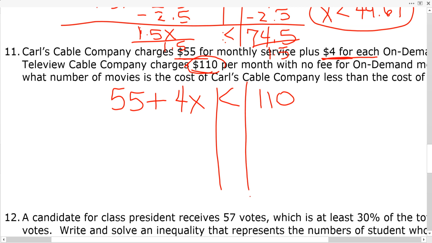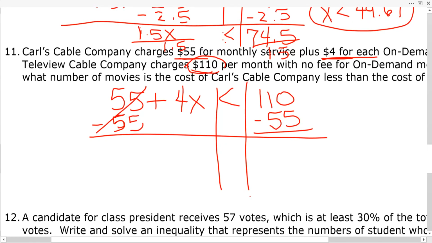So we're going to solve for x, because x is our number of movies. We're going to subtract 55 from both sides. We're going to have 4x less than 55. Divide them both by 4. We end up with x less than 13.75.